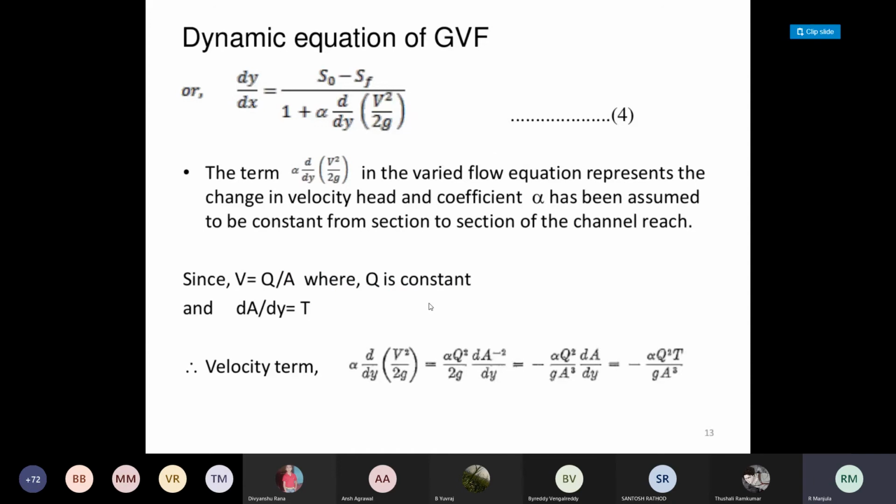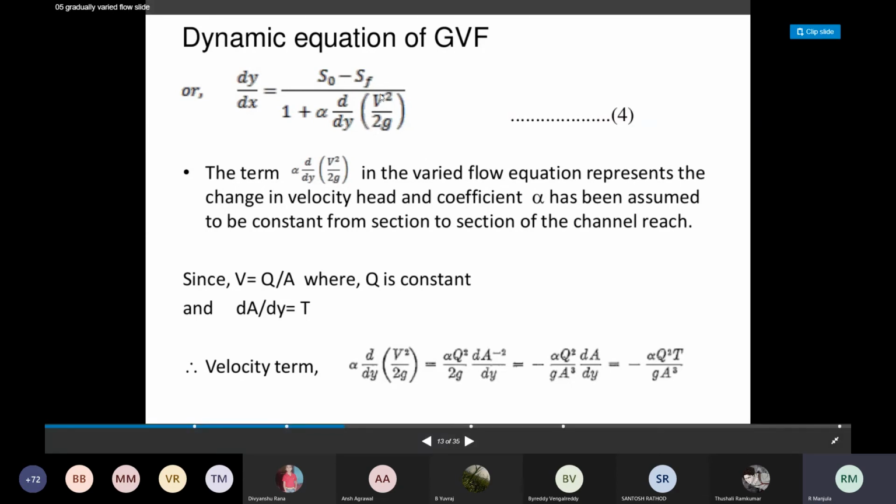Then dy by dx is equal to S0 minus SF divided by 1 plus alpha into d by dy of v square by 2g. This portion represents the variation of velocity head, or the rate of change of velocity head with respect to y. This coefficient alpha can be assumed to be constant from section to section of the channel reach. So for the velocity term, we can write alpha into d by dy of v square by 2g in terms of Q by A. So it can be Q square into d of A power minus 2. As Q is constant, you can take it out, so the only variation is A.